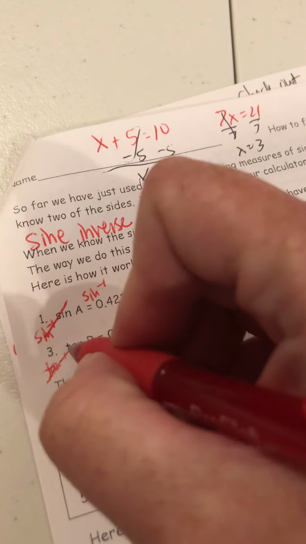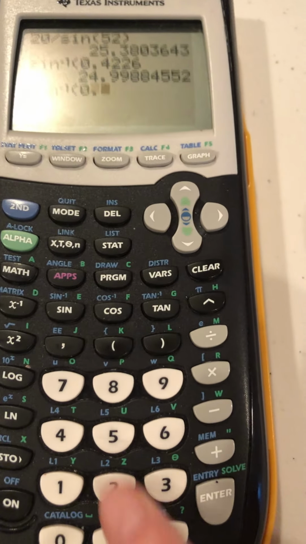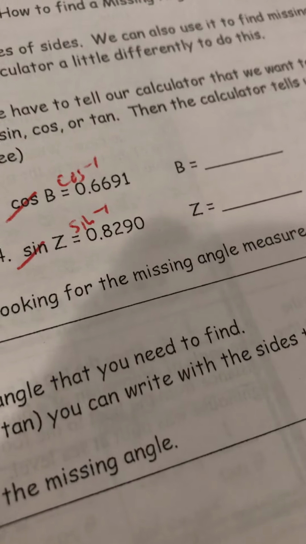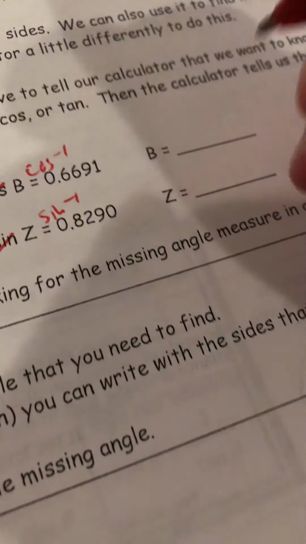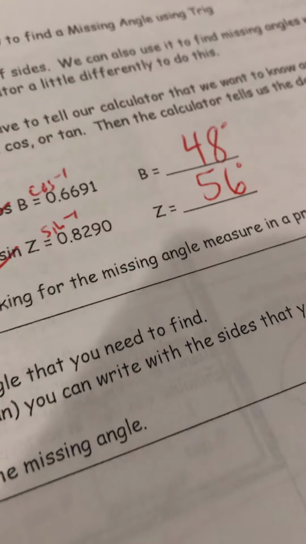So the way to get rid of tangent is to do tangent inverse. So again, I'm going to hit second tangent 0.02679, and you can see 14.99 is pretty close to 15. Can you try these real quick? Again, we would do cosine inverse and sine inverse. You should have had 48 and 56. Pretty close. Okay, so let's do the problems then.